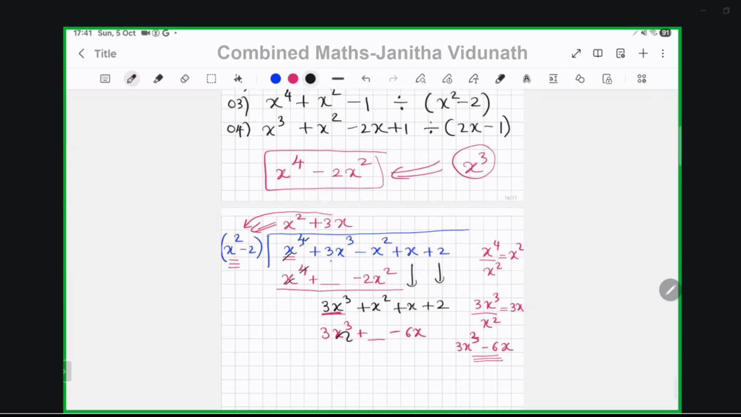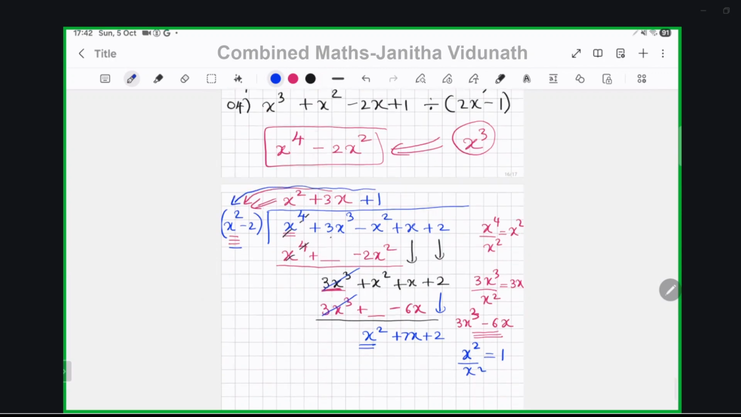Then we need to subtract those two terms. Then x cube term is cancelled out. Then we will get x square, x minus 6x means 7x. Then plus 2 need to bring down. Then we need to divide x square with the x square. That means leading term of this with the leading term of the divisor. Then it will result plus 1. Then we have plus 1.